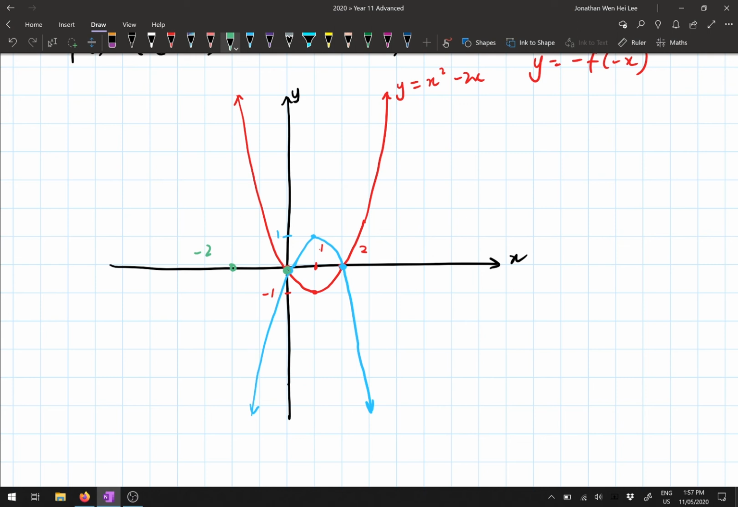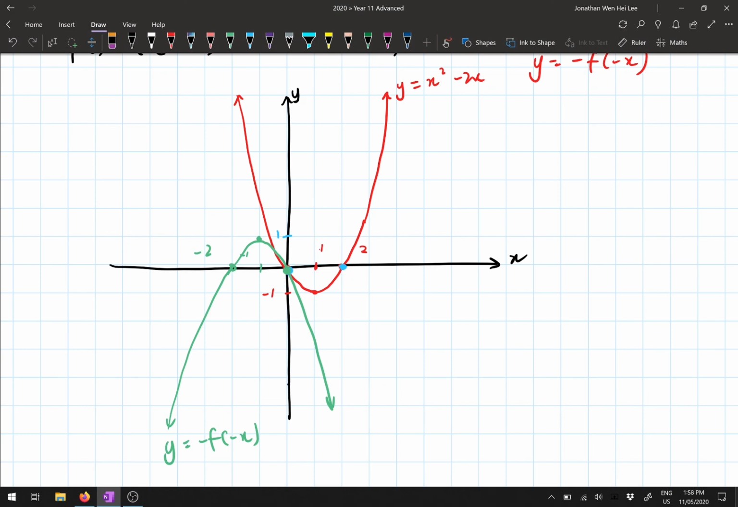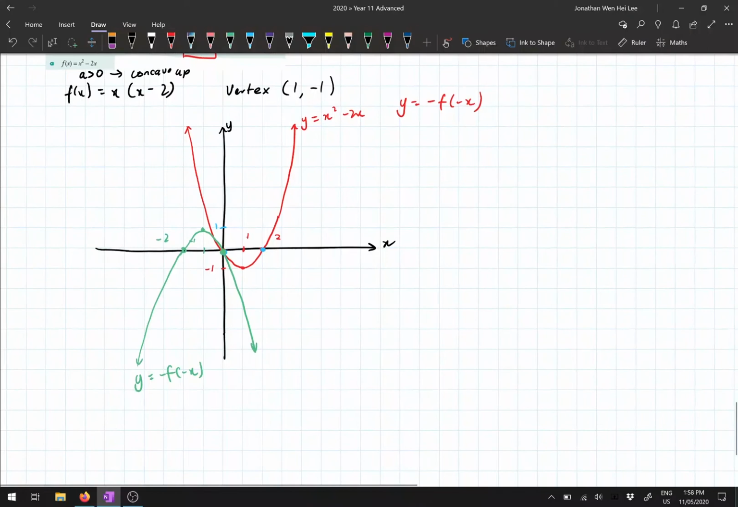Now my vertex is still going to have a y value of 1. But instead of having an x value of positive 1, it's going to have an x value of negative 1. So here is negative 1. And so here, I'm going to get a graph that looks like this. And so this is y is equal to negative f of negative x. Now we can find the equation for that. That's fine. But this is how we sketch our rotation of 180 degrees about the origin.